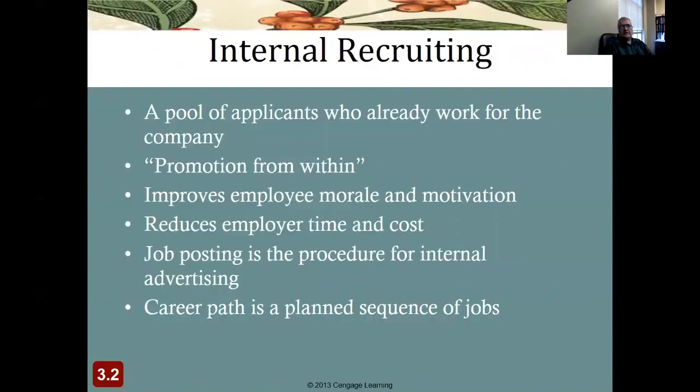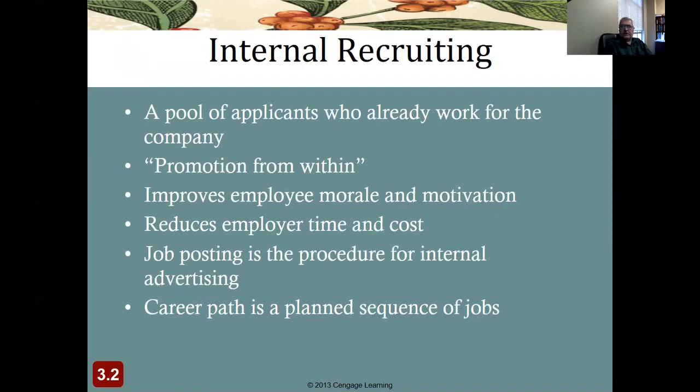We have to look at internal recruiting. Employers may prefer to hire people internally to fill a position, or they may use external sources to fill an available position. A pool of applicants who already work for the company is considered internal, and internal recruiting is about promotion from within. It improves employees' morale and motivation. These are some advantages of internal recruiting.